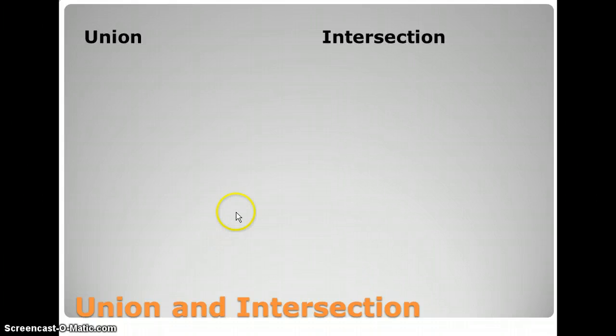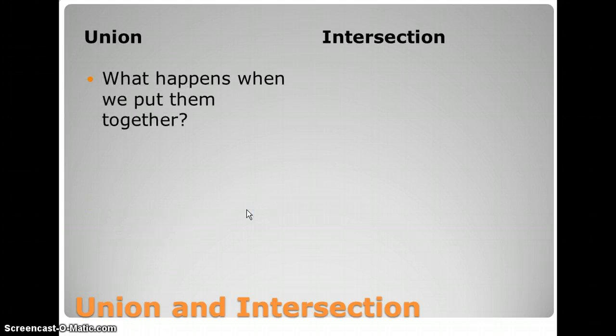Alright, kind of the meat and potatoes of this section: the union, the intersection, putting it all together. So what happens when we put something together? That's what a union is. And the symbol that we use for union is that U shape. You can easily remember this: union is U. It's the same exact letter right there.